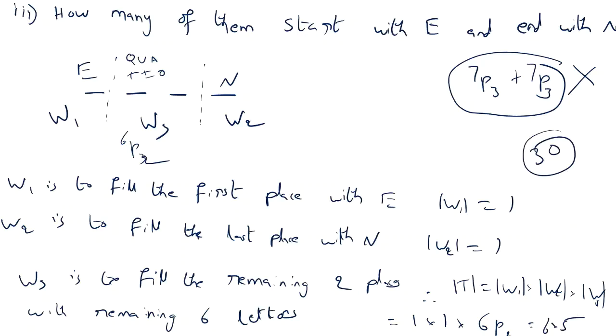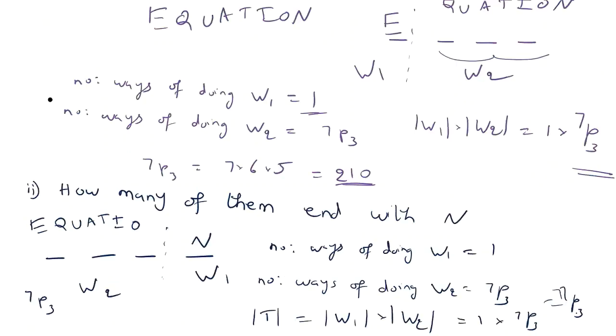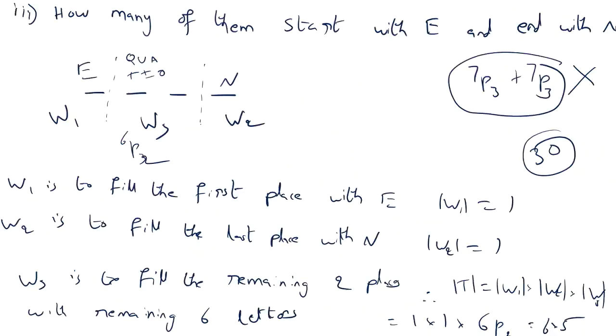If there are no constraints, then the answer will be big. As we keep on increasing the constraints, the answer will be small. So on the whole, there are 210 words which start with E and 210 words which end with N. But there are only 30 words which start with E and end with N.